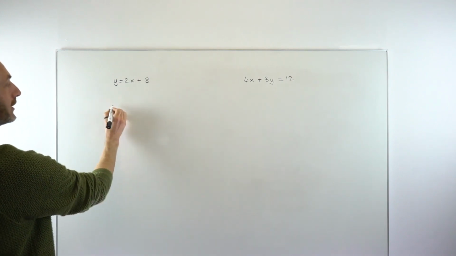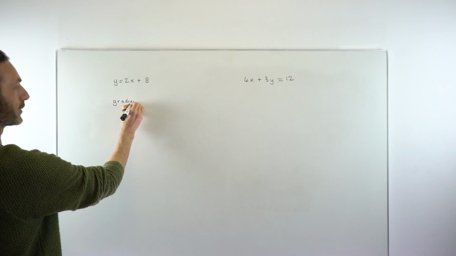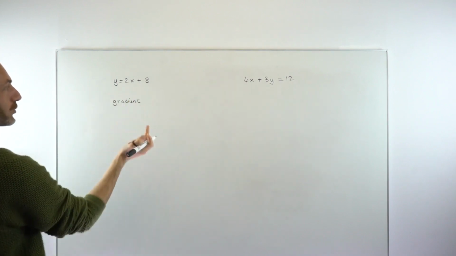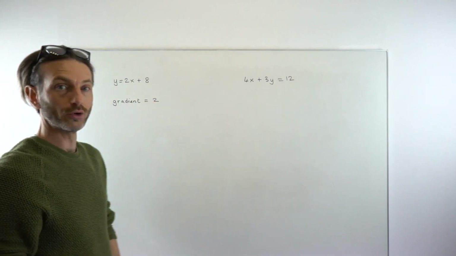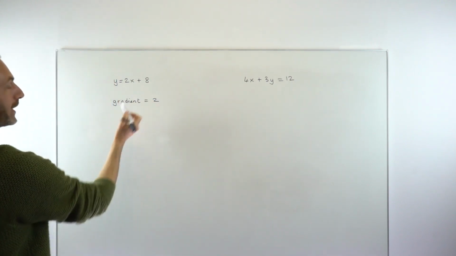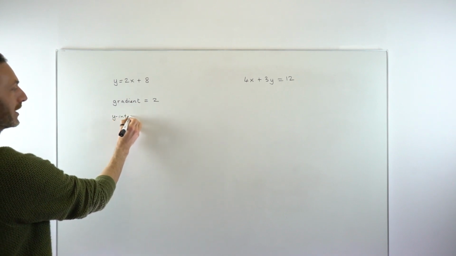So given this line here, we can just say by looking at the line that the gradient, which is the coefficient of the x term in the correct format, is just equal to 2. So a no-brainer, just reading that off. Similarly, the y-intercept is 8. Just remember that's only the y-coordinate of the y-intercept.